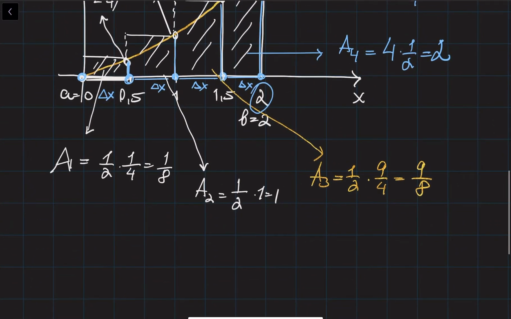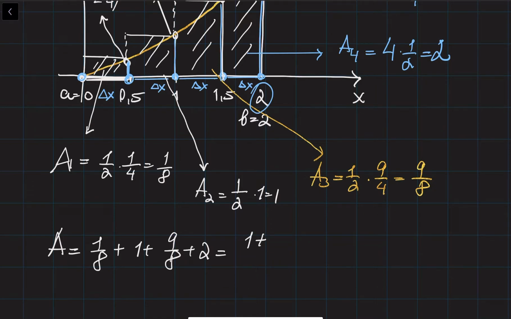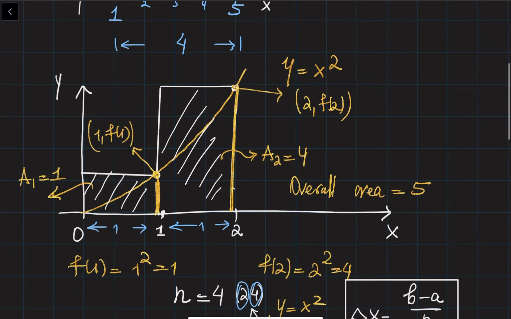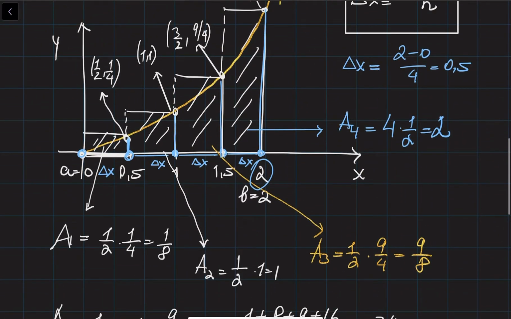So now we are going to sum all of these areas in order to get the area under the curve. It's going to be equal to 1 over 8 plus 1 plus 9 over 8 plus 2. Let me give a common denominator of 8. In this case, it's going to be 1 plus 8 plus 9 plus 16 over 8, which is 26 plus 34 divided by 8, which is now around 4, right? Which is much smaller than 5, but still, this is a very bad approximation.